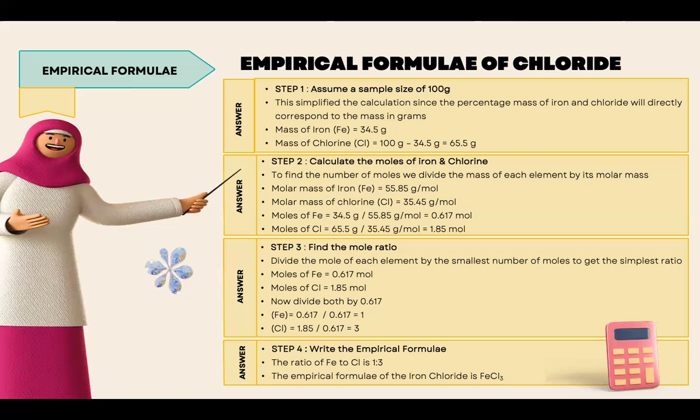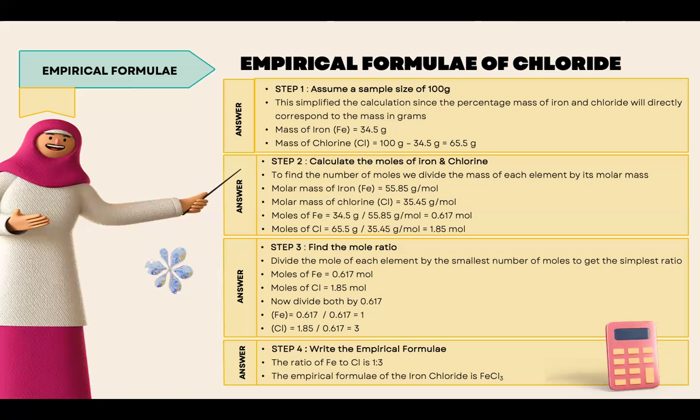Step 3: find the mole ratio. Divide the moles of each element by the smallest number of moles to get the simplest ratio. Moles of iron is equal to 0.617. Moles of chlorine is equivalent to 1.85. Now you have to divide each by the smallest number of moles. First we start with iron: 0.617 divided by 0.617 gives the value of 1. And chlorine: 1.85 divided by 0.617 gives the value of 3.